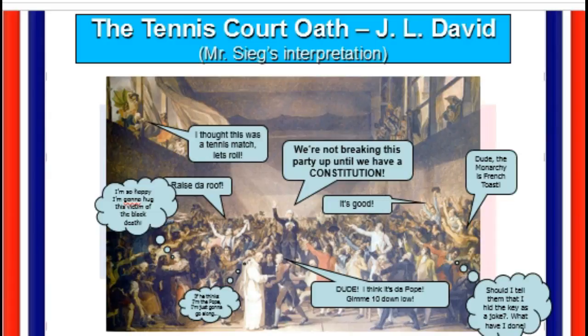This triumph, mainly organized by lawyers in the Third Estate, was soon in jeopardy because the king started to side with the first two estates and threatened to dissolve the Estates General.